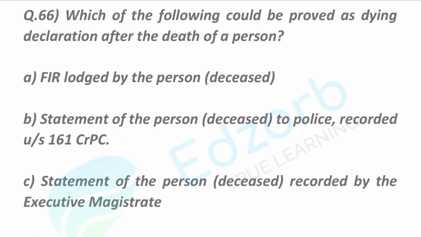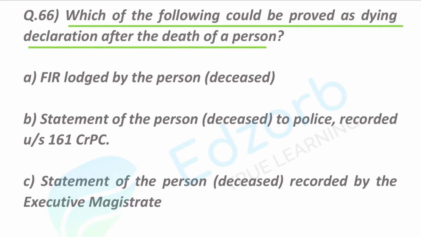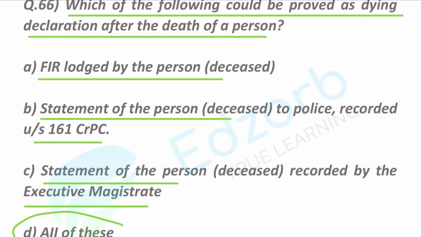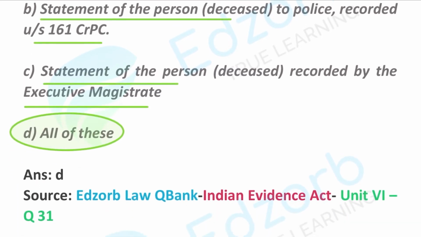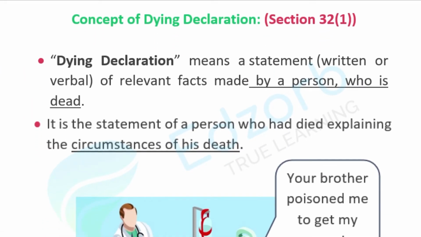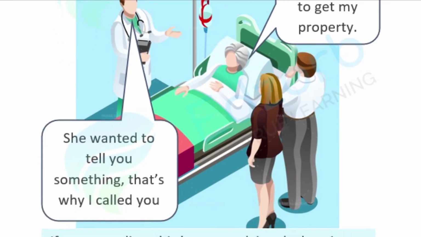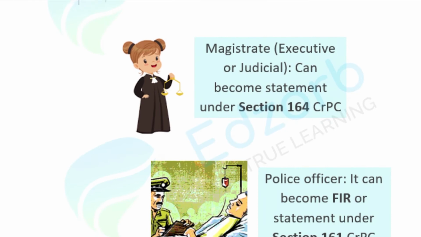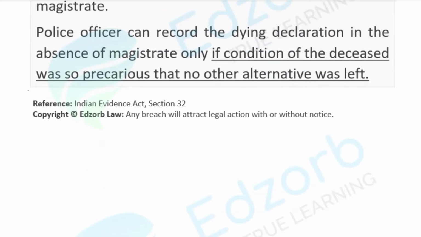Going further and coming to question number 66, so which of the following could be proved as dying declaration after the death of a person? FIR lodged by the person, certainly. Statement of the person under 161, definitely. Statement of the person recorded by executive magistrate, yes. So the correct answer was D, all of these. So dying declaration is the last statement of the victim or deceased before his death regarding the incident. As you can see, it may be recorded by a doctor, a magistrate, or even a police officer.